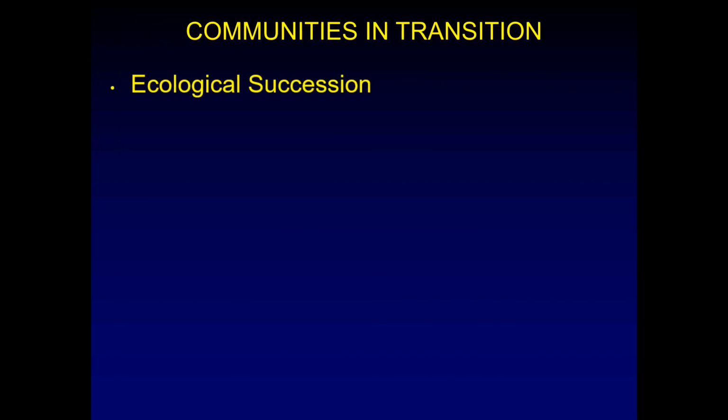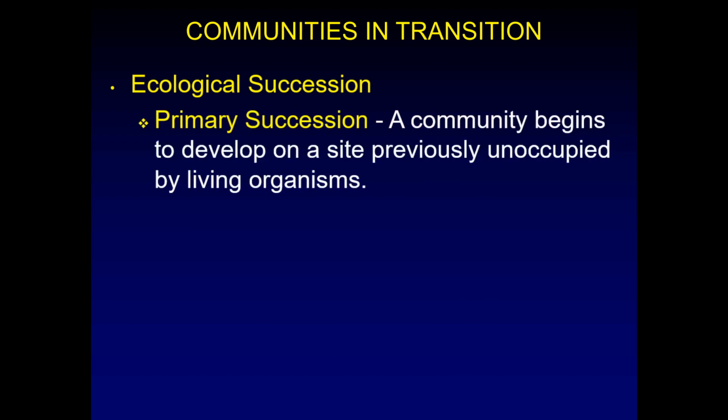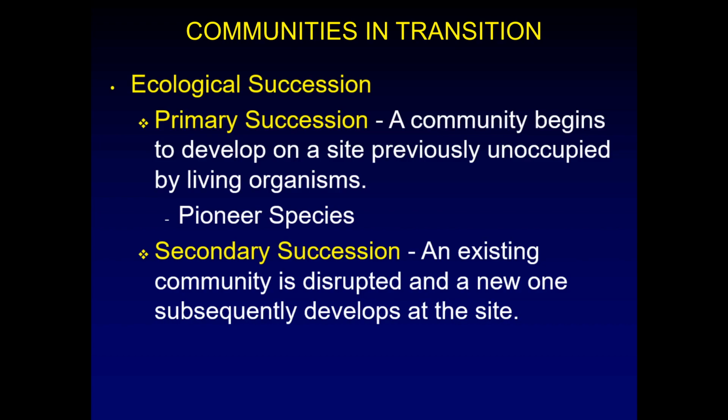So communities in transitions. This is ecological succession. This is one of the things that I love the most in bio and ecology is ecological succession. So primary succession is when a community begins to develop on a site previously unoccupied by living organisms. You tend to see this a lot in Hawaii, because as the lava starts to produce more rocks, that's fresh ground that nothing has lived on. And then pioneering species come in and then kind of take advantage of it. Secondary succession is what you're most commonly going to see. This is when an existing community is disturbed, and then a new one develops after that.